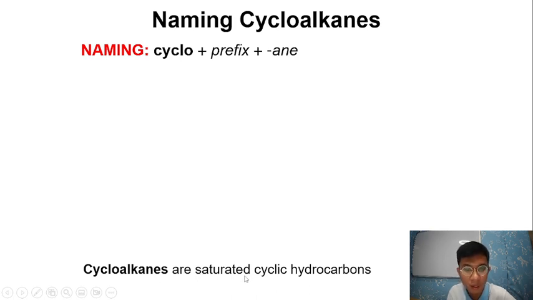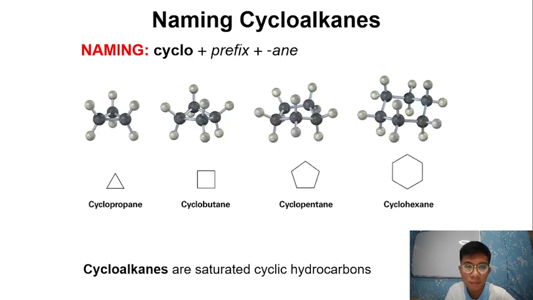Because it only has single bonds, and it is a hydrocarbon since it's made of just hydrogens and carbons. The cycloalkanes are easy. You just add cyclo before the name: cyclopropane, cyclobutane, cyclopentane, and cyclohexane. This one is what students call piatos. Cyclohexane, and so on. Okay?